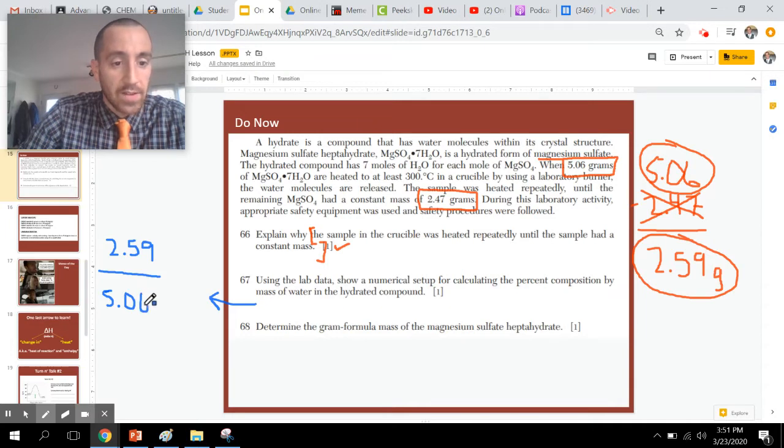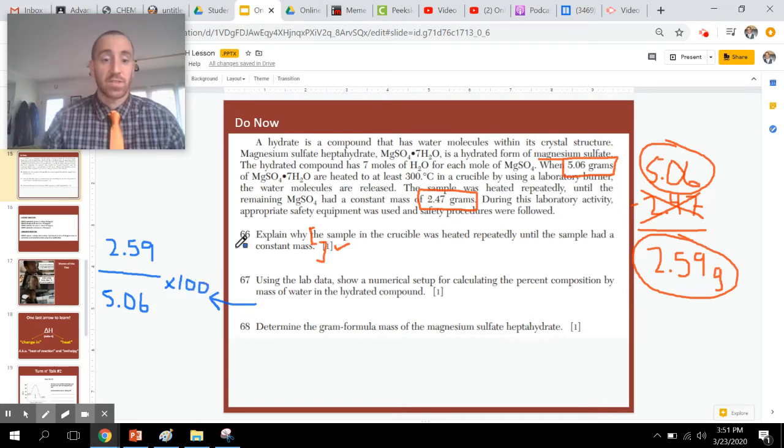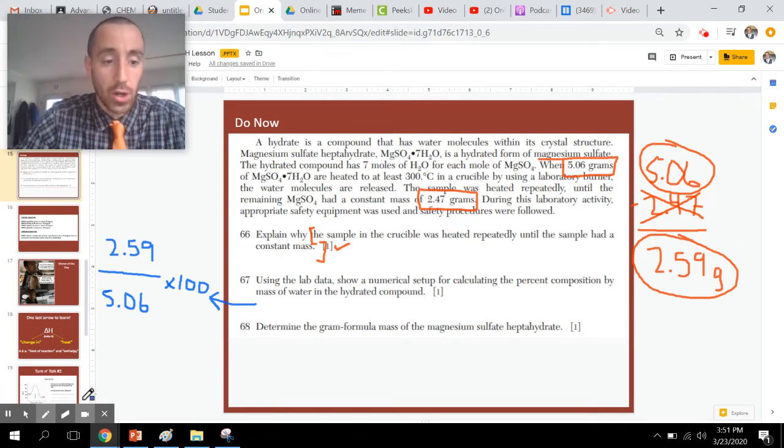And you're going to multiply all that times 100. That's all you have to put, and you would get full credit. You don't even need to solve it because it just says to show the numerical setup. So that's your answer for number 67: 2.59 divided by 5.06 times 100. Okay? If you solved it, you should get about 50%.